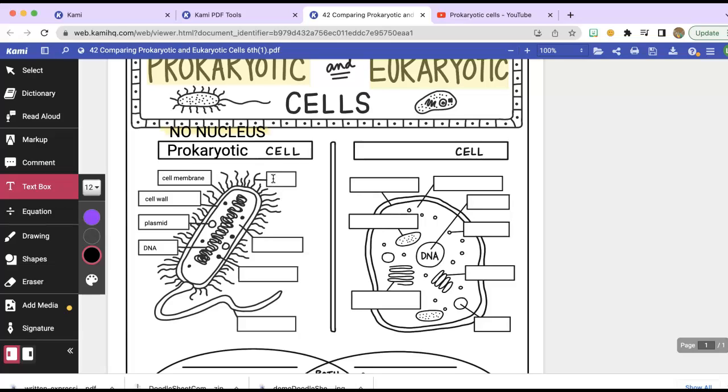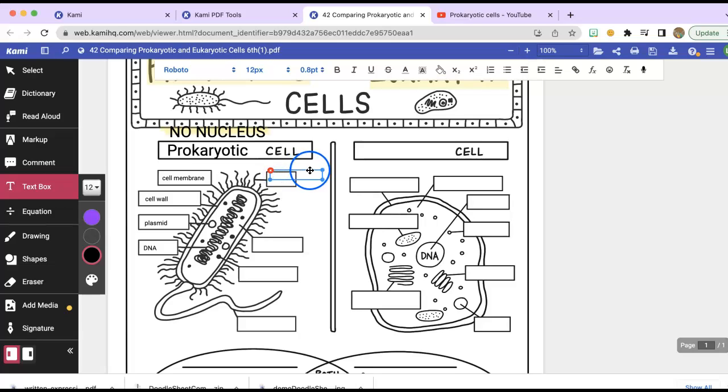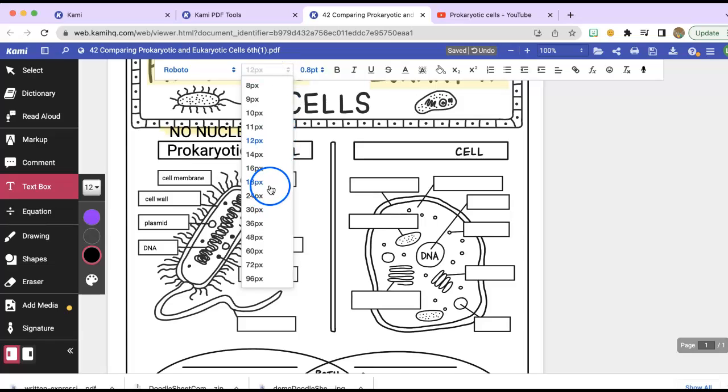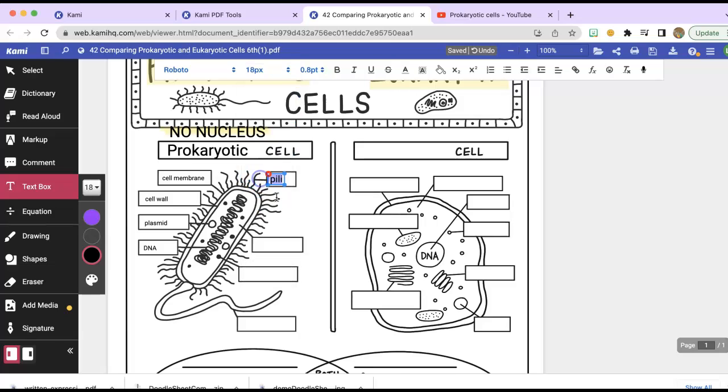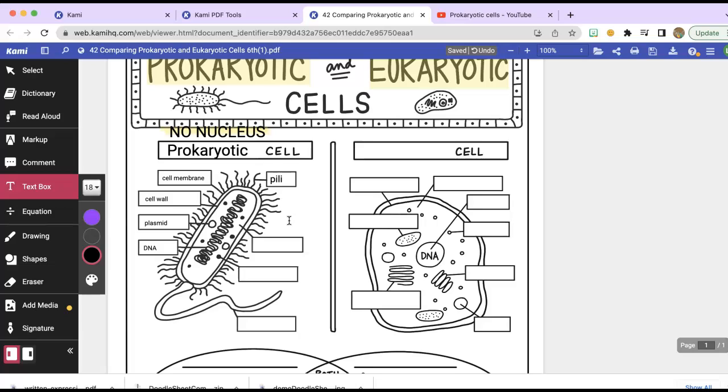Go to the top box. Take your pencil out. We're going to identify these little legs. They are called pili, P-I-L-I. And they basically help the cell move around. If you remember back to our video, you could see them moving around in there. They move, okay?